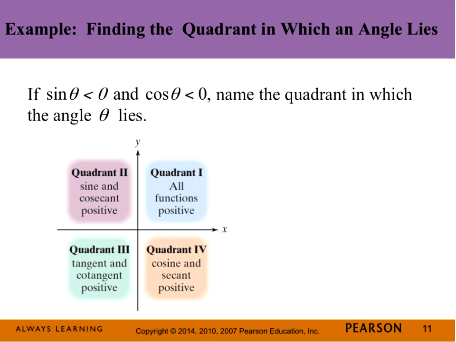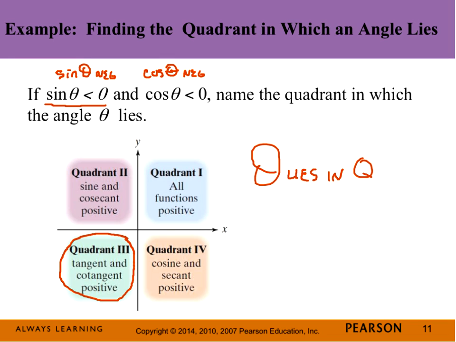Okay, so we're given this information about these certain functions of theta. We're given that the sine of theta is less than 0. So this means the sine of theta is negative. The cosine of theta is also negative. So with these given conditions, they're wanting us to name which quadrant this lies in. And this is why I said it might be helpful to go ahead and write down which ones are negative so you're not having to figure it out every time. And we find that when theta lives in quadrant 3, both the sine and the cosine are negative. So theta lies in quadrant 3. And that's it.